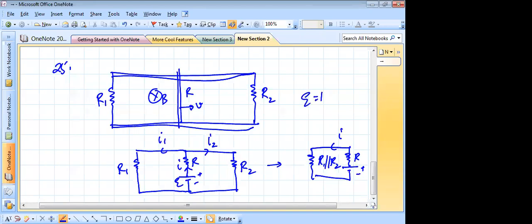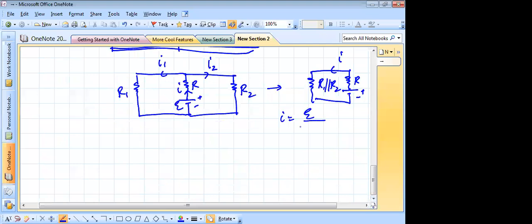Yes, sir. And that EMF will be BLv. So now it is just BLv divided by capital R plus R1 R2 upon R1 plus R2. Yes. So this will become R1 R2 upon R1 plus R2. If you want to find the individual currents, then you can put this current in this equation and use BLv, KVL. Okay. So this is clear. Yes. 24th is clear, no?